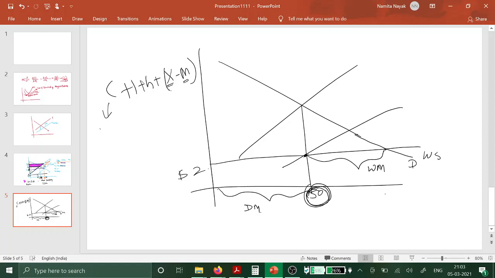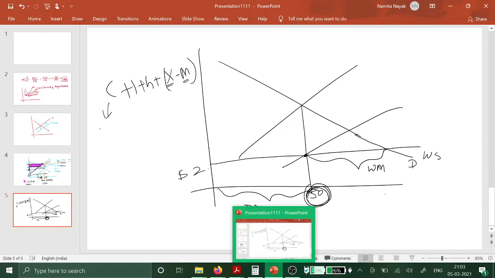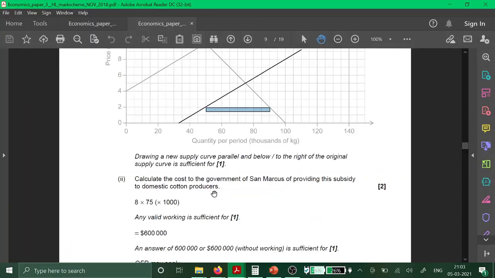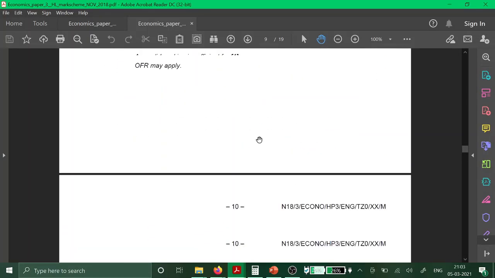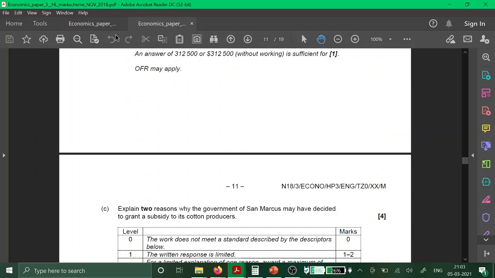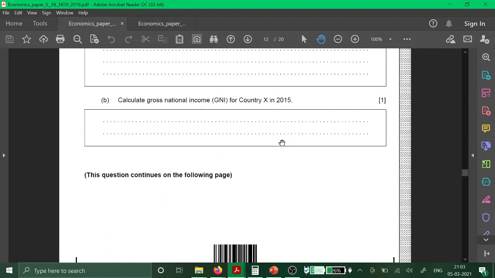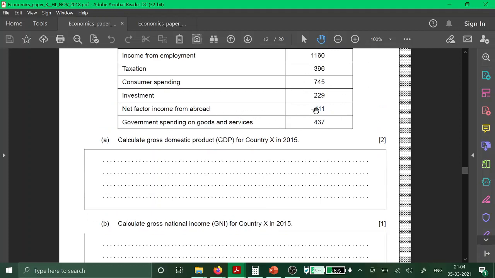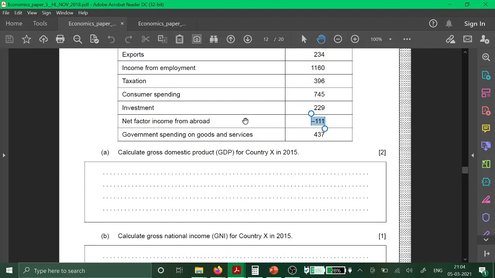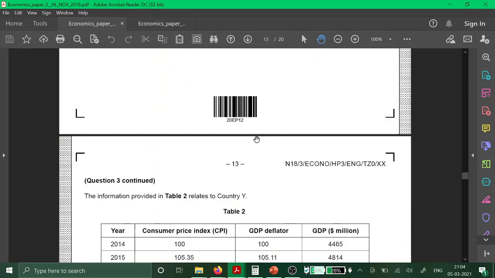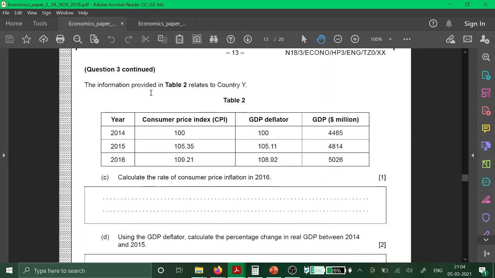Now the next question is about GNI. The GNI is GDP plus the net factor income. So you just find out this net factor income from abroad. This is the negative one. That means more money is being supplied to others, meaning abroad.